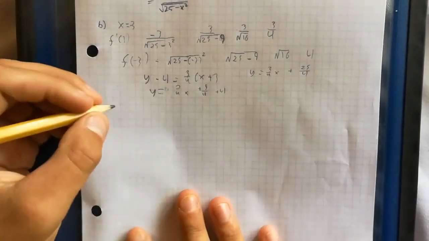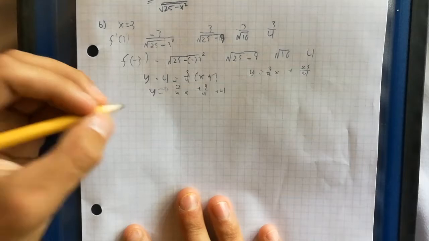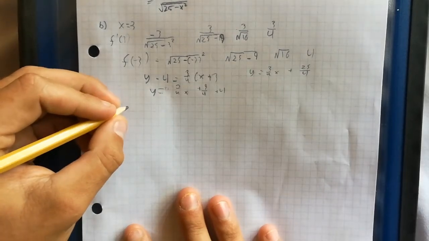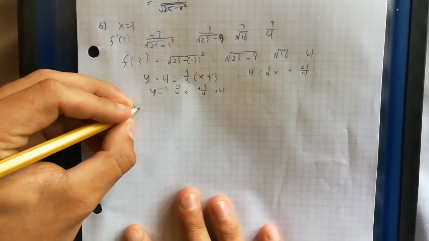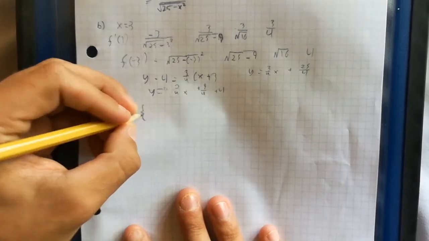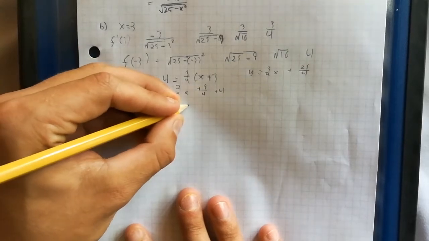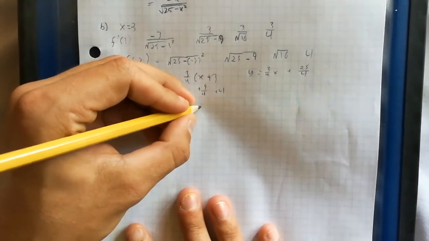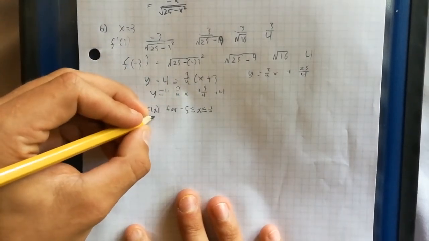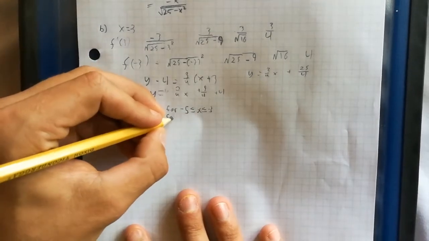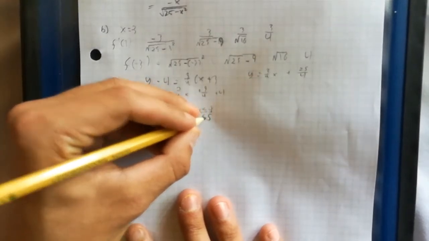For part C, we need to find if g is continuous at x equals -3, where g of x is equal to f of x for -5 to -3, and x plus 7 for -3 to 5.